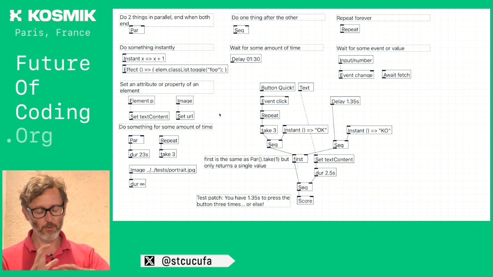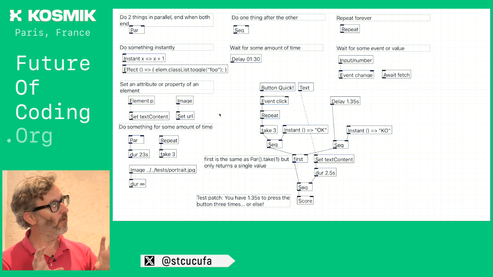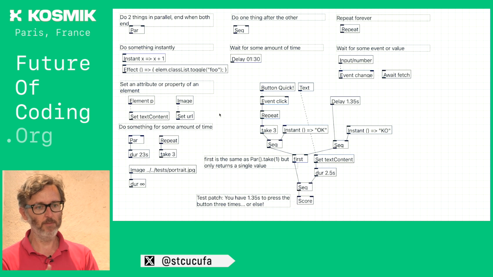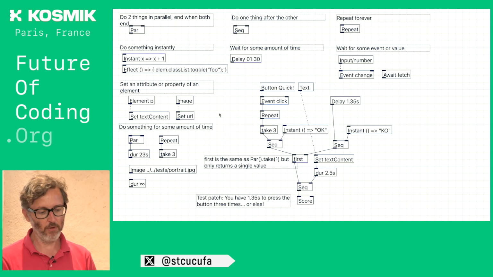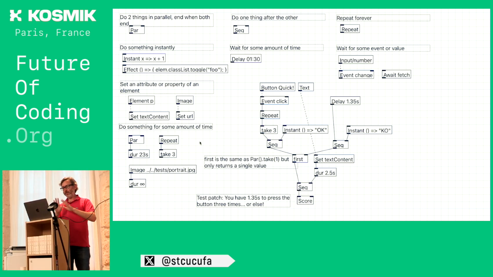And so these are the primitives of both a visual language, which you see here, but also this is implemented in JavaScript, and you can just use it in text form. Because it's designed for the web, you also want to manipulate elements. You want to set some properties of these elements, so the text content of a paragraph, the URL of an image. And so those are the primitives.